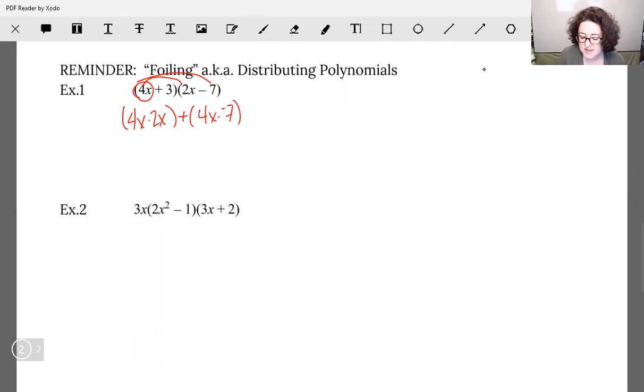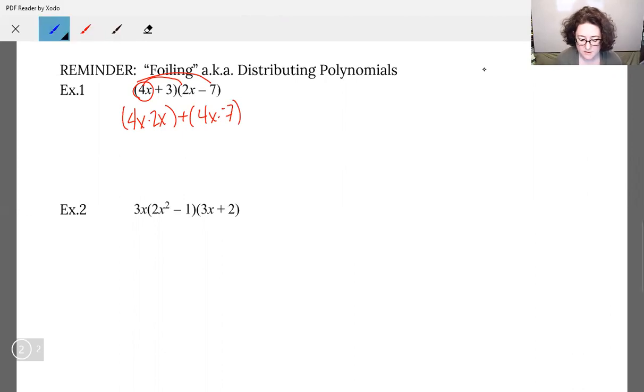Okay, then I'm going to do the same thing with the 3. So positive 3 has to get distributed over both terms. Excuse me, let's do this in the same order that I wrote it in. So 3 times 2x plus 3 times negative 2. And again, you'll notice I'm adding my terms, but I still want to keep track of all my negative signs.